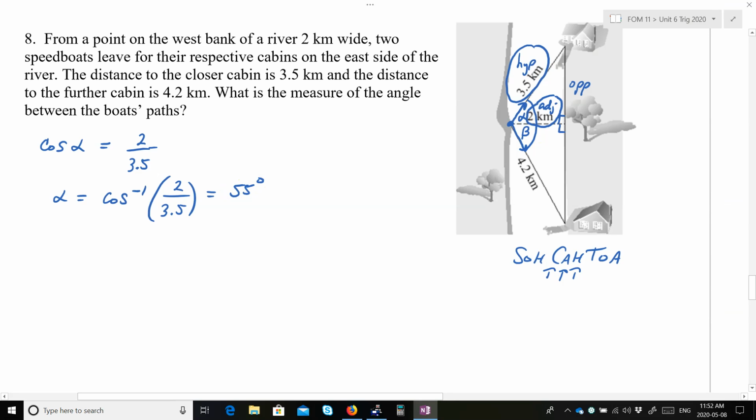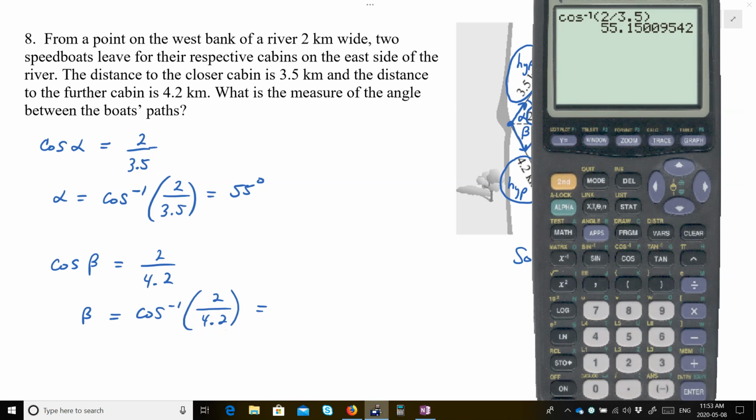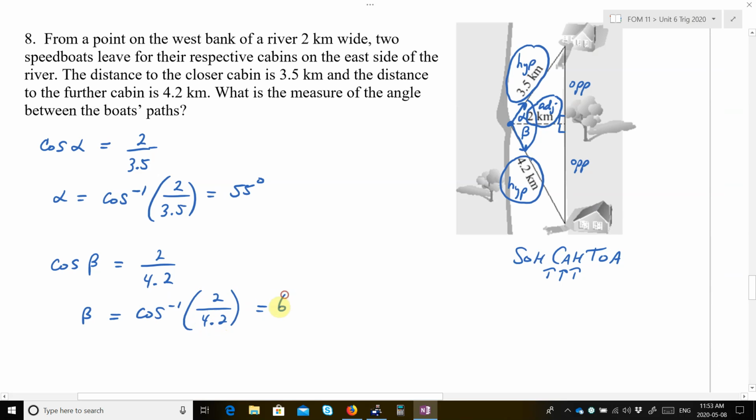So there's alpha. And then with beta, across from beta, this is the opposite. Across from the 90 is the hypotenuse. So that's the hypotenuse, and the 2 kilometers is adjacent again. Adjacent and hypotenuse, it's cos again. So you would go cos of beta equals, the adjacent is 2, the hypotenuse is 4.2. So beta is cos inverse of that. Shift cos 2 divided by 4.2, 62 degrees.